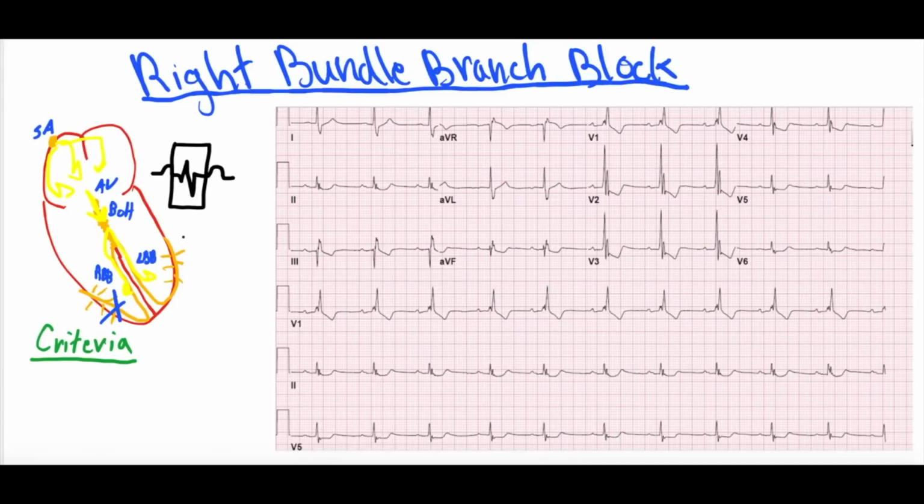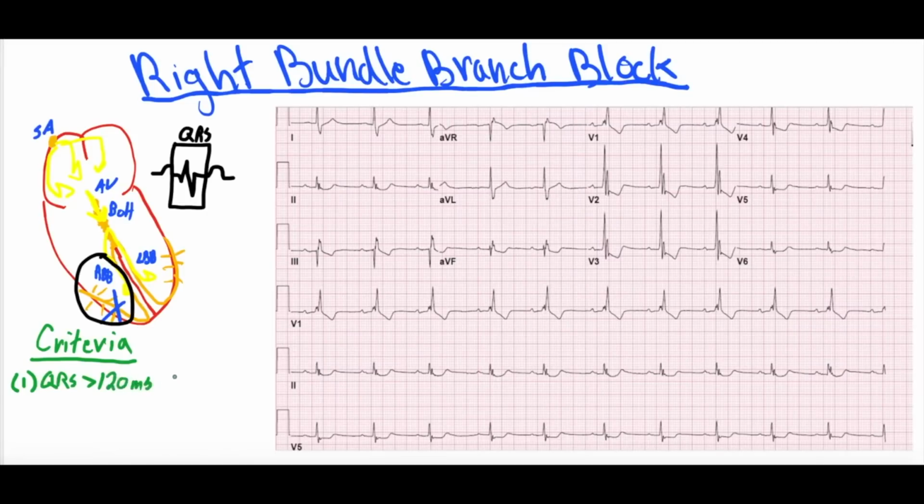So in a bundle branch block, when you have the blocked right bundle, whether from a structural change, right heart strain, or ischemia, your QRS morphology is going to be different. So how is it going to be different? Well, let's talk about it, because that'll get us into the diagnostic criteria. So for right bundle branch block, number one, since our depolarization through the ventricles is slowed because of the bundle branch block, we're going to have a widened QRS. That is a QRS greater than 120 milliseconds.